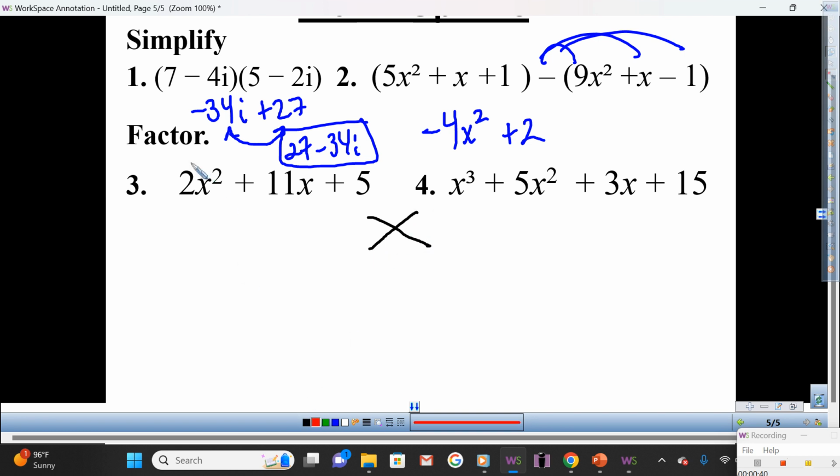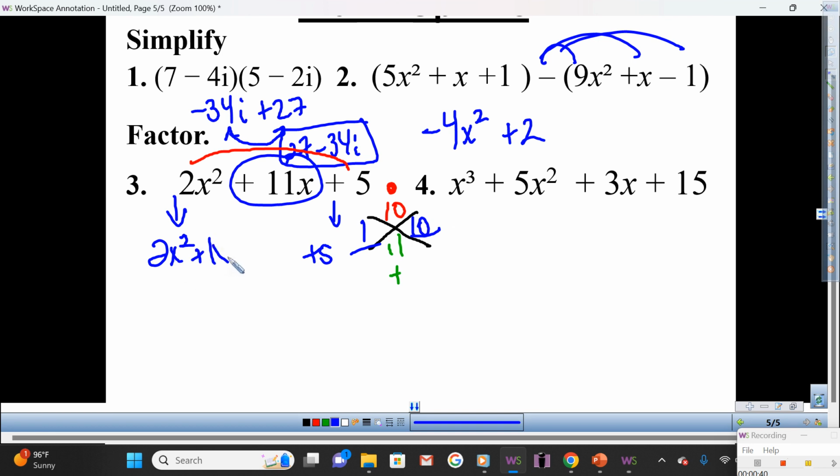Some of you forgot to multiply the 2 times the what? The 5 that gives us 10, and then 11 down here. So factors of 10 that add up to 11. 1 and 10. 1 times 10 is 10. 1 plus 10 is 11. We bring down the 2x squared. We bring down the plus 5. And in between, instead of 11, we write 1x and 10x.